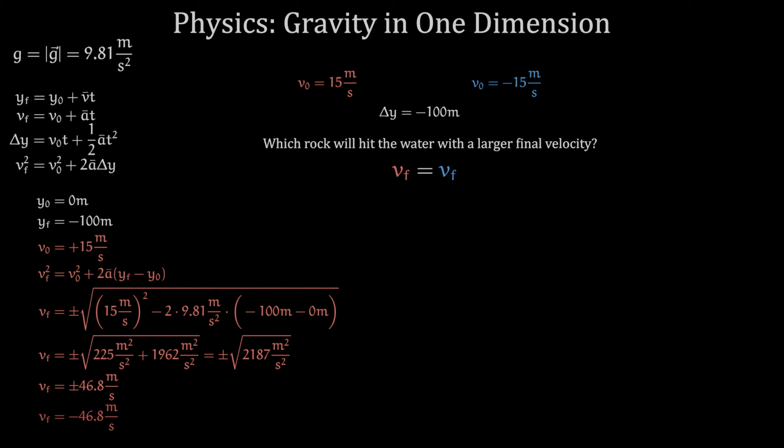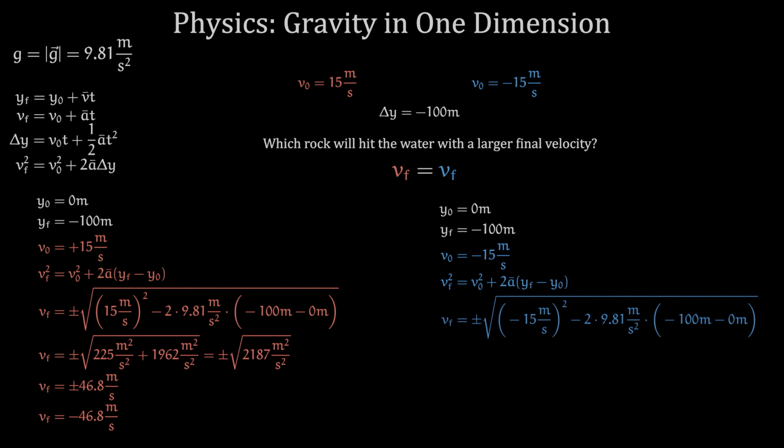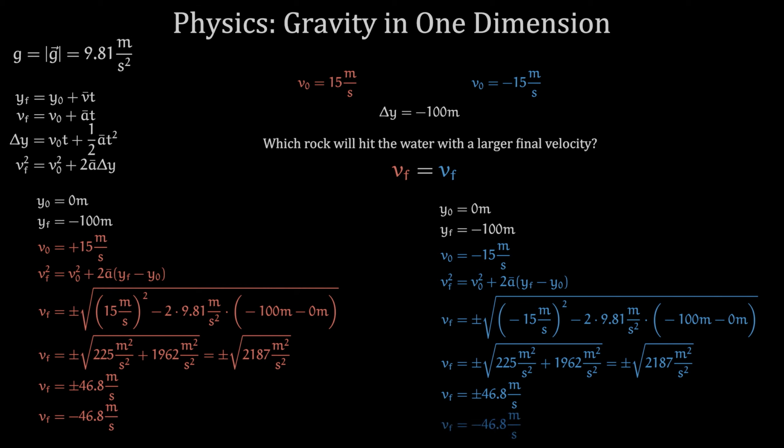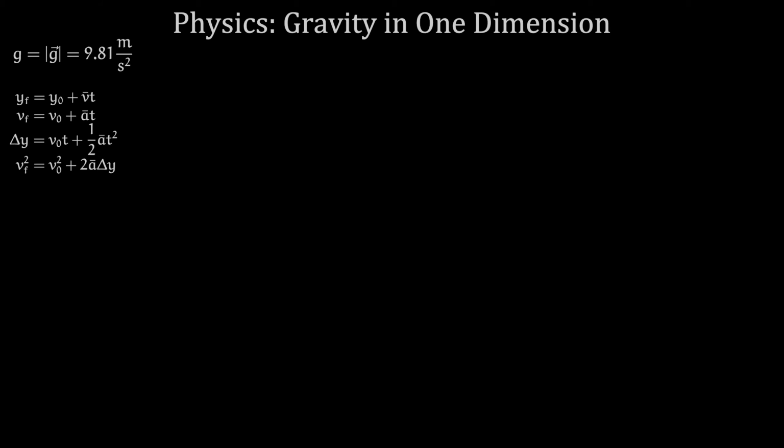Now we can use the same kinematic equation for your friend's ball, this time with a negative initial velocity. We see that we're going to square this initial velocity, so the negative sign really didn't matter, and all the other components are the exact same: a vertical displacement of negative 100 meters and the same gravitational acceleration. Thus, we get the same final velocity of plus or minus 46.8 meters per second, and again we take the negative one.